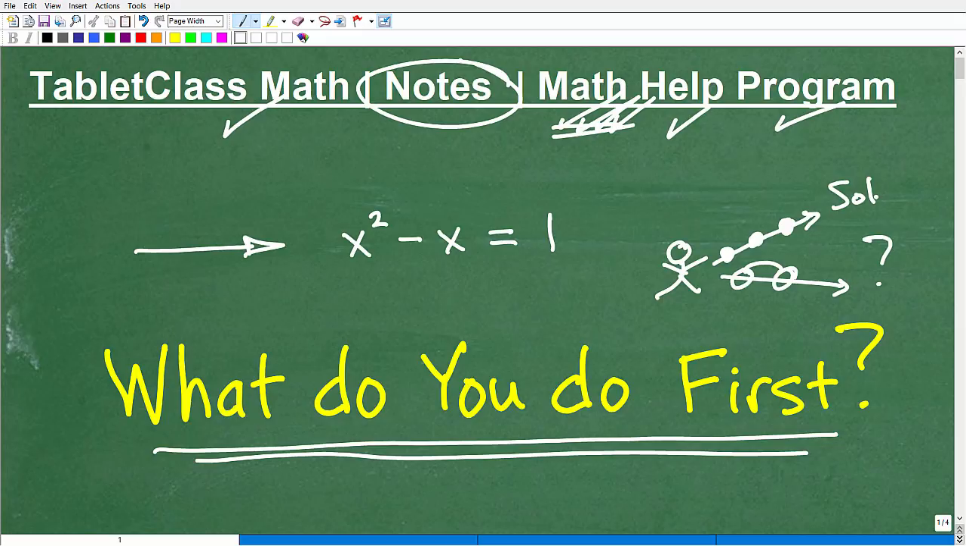Okay, so over decades of teaching mathematics, one thing is apparent to me: those students who take great math notes almost always end up looking like this at the end of the school year. And the reverse is true.